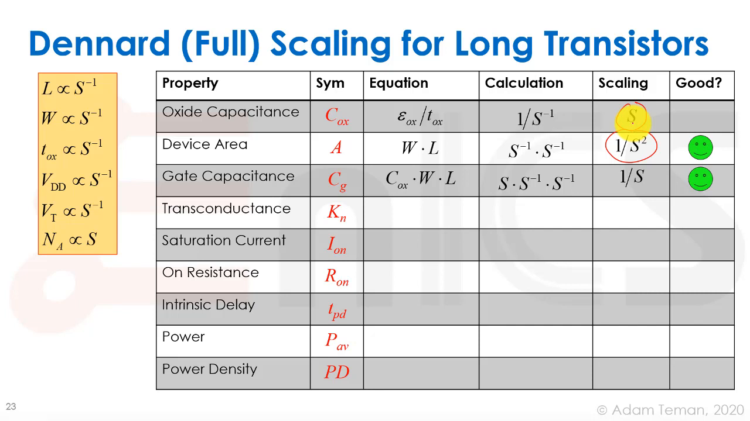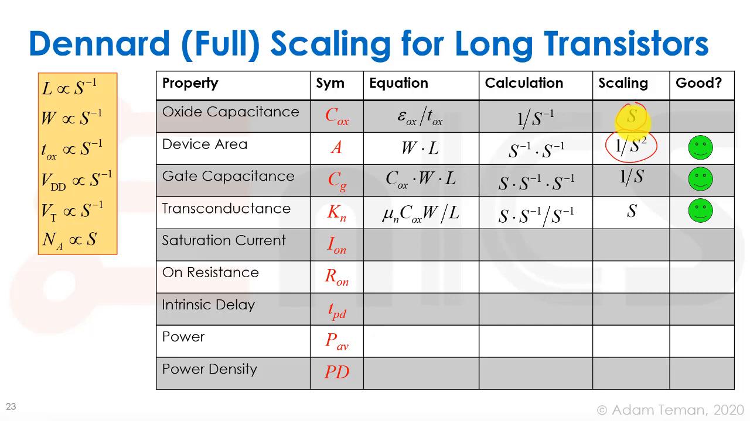How about transconductance, Kn? We want to have as much transconductance as possible, because that's basically the gain of our transistor. So here we have mu n Cox times W over L. And when we put in the way that they scale, mu n doesn't scale. Cox scales by S, W and L both scale by S to the minus 1. We're left with S, so our transconductance grew by a factor of S, which is really good.